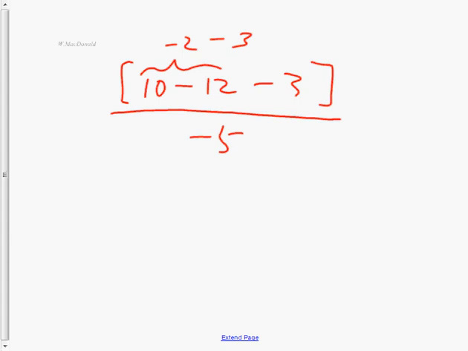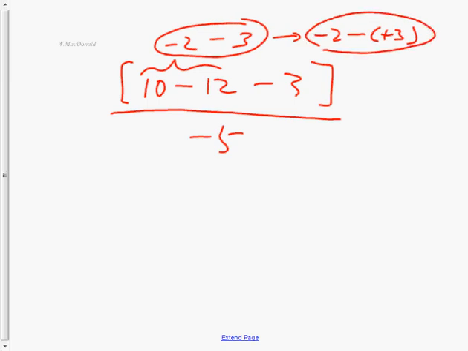-2 take away 3. This actually, -2 take away 3 can be thought of as being -2 take away a +3. This expression and this expression are the same thing, and sometimes we have a difficult time seeing it that way. But if we do, then we could follow our subtraction rules of keep your first integer, change it to addition, and use the opposite of your second. So -2 plus -3 is -5. So the whole bracket, when I simplify it, becomes -5.